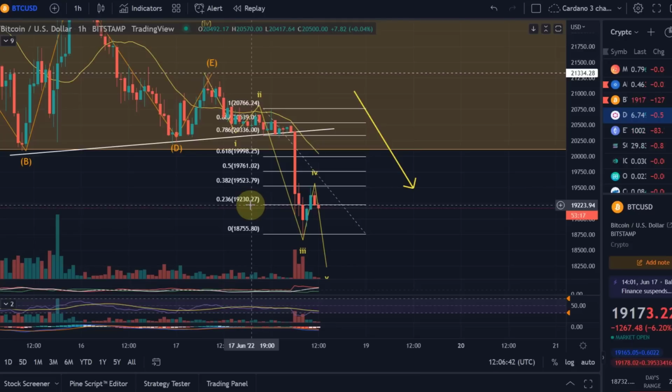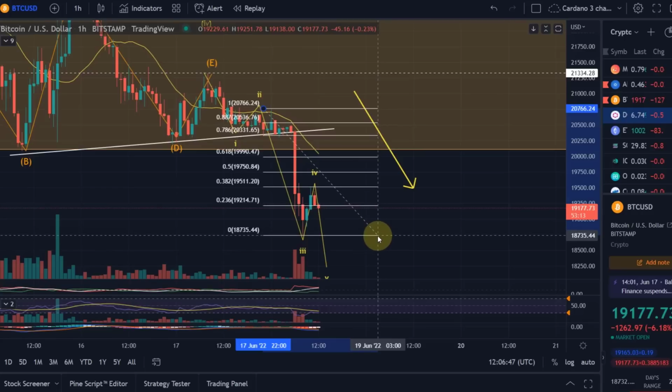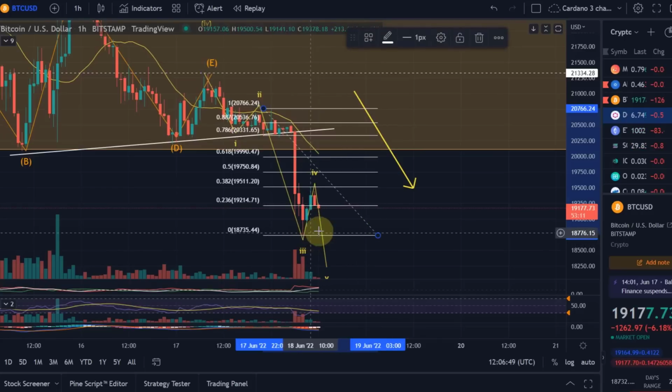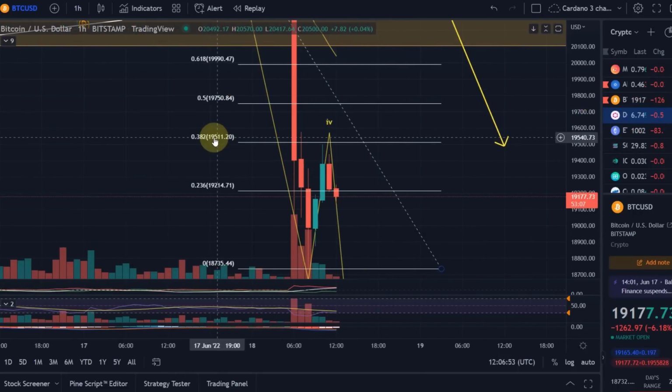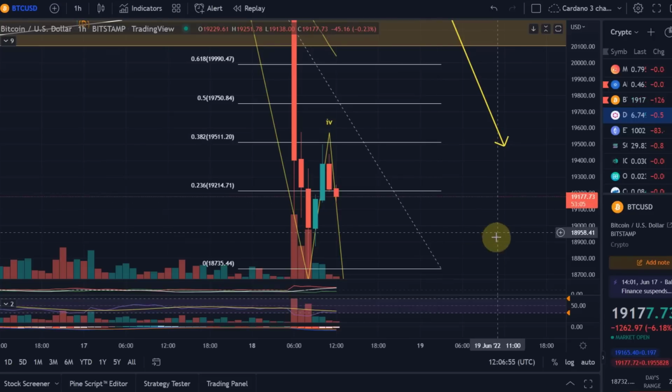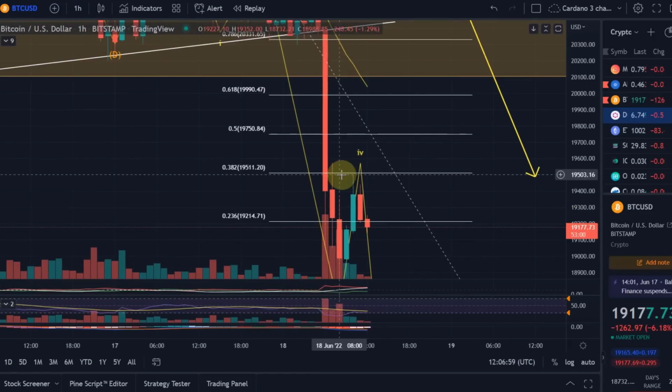If I make it even a bit more accurate, we've hit it perfectly, because I left a little bit of the wick out down there. But you can see how relevant the 38.2% fib level was here at 19,511. So I just moved that a little bit lower to really cover the entire wick. Makes sense. We covered it, we reached it.